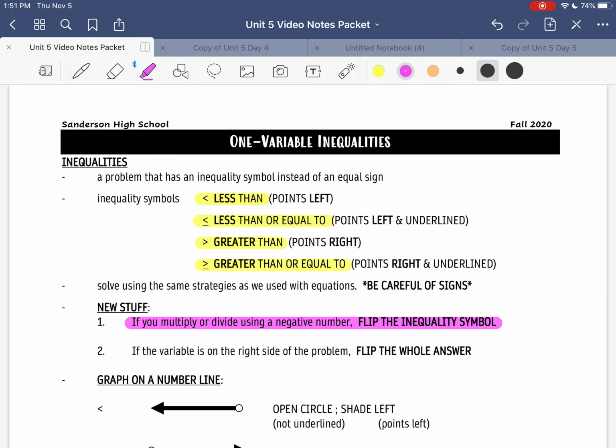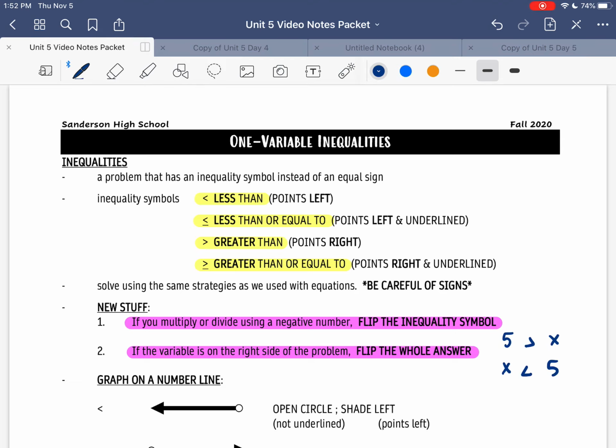Another thing, this one is not necessarily required, but it is helpful. If you end up with the variable on the right side, I would suggest flipping the whole answer. So if you end up with something, for example, like 5 is greater than x, that's just kind of a confusing way to write that. It's a lot more clear when the variable's on the left. So if we want to flip that, we can reverse the sides. We can switch the x and the 5, but we would also need to reverse the sign to hold the statement's truth. So we can write 5 is greater than x, or we can write x is less than 5, which is just sometimes a little bit less confusing conceptually.